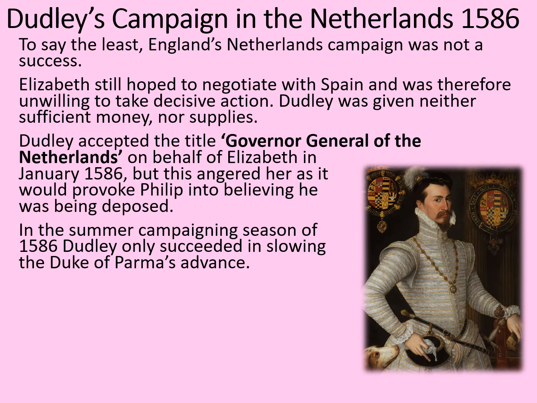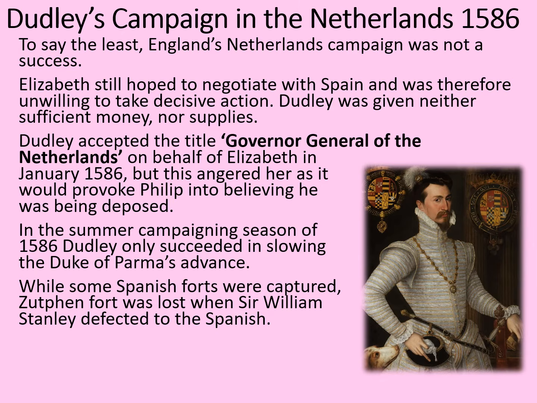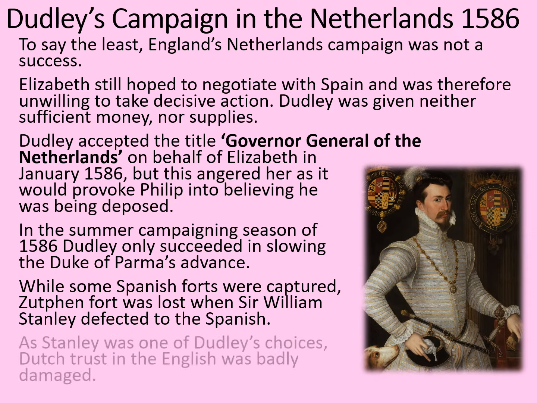In the summer campaigning season of 1586, Dudley only succeeded in slowing the Duke of Parma's advance. He didn't stop it, and he definitely didn't push it back. While some Spanish forts were captured, Zutphen Fort was lost when Sir William Stanley defected to the Spanish. As Stanley was one of Dudley's choices, Dutch trust in the English was badly damaged, especially trust in Dudley.